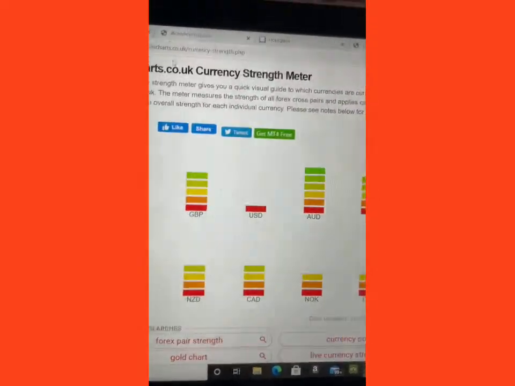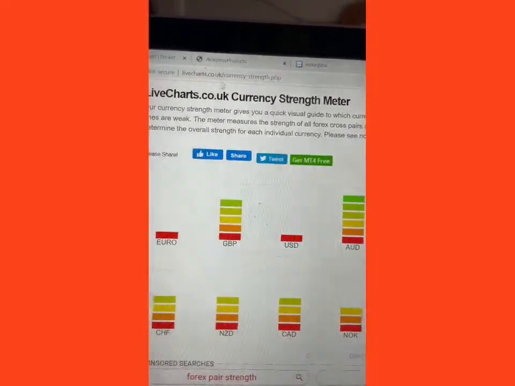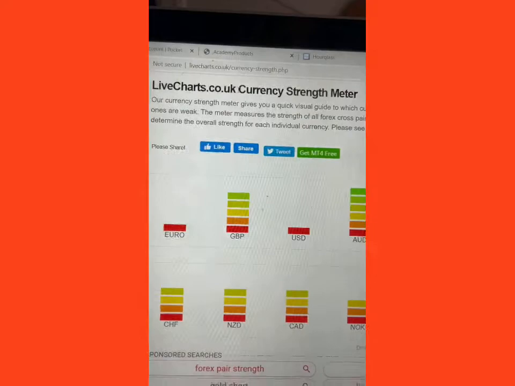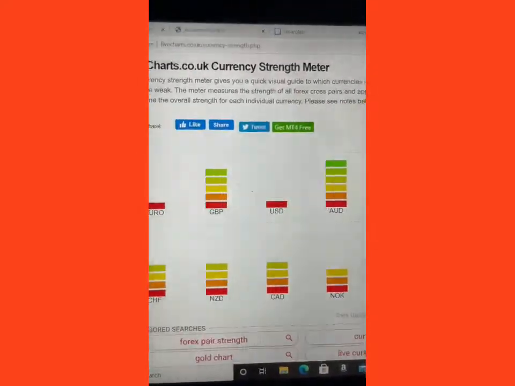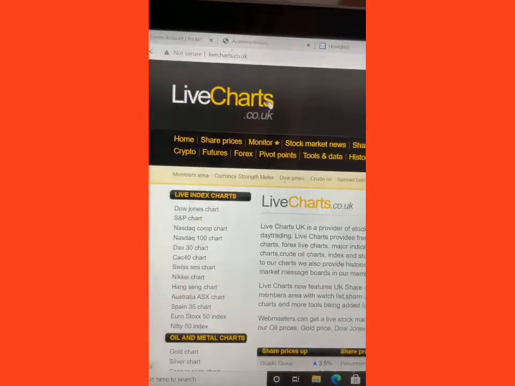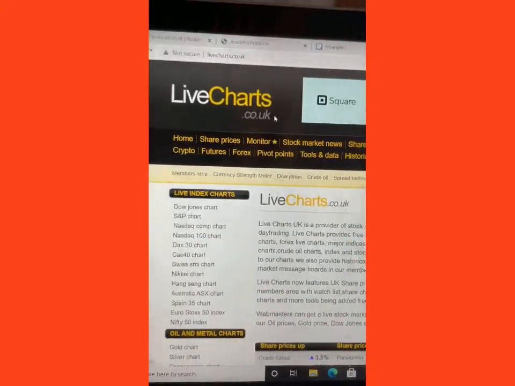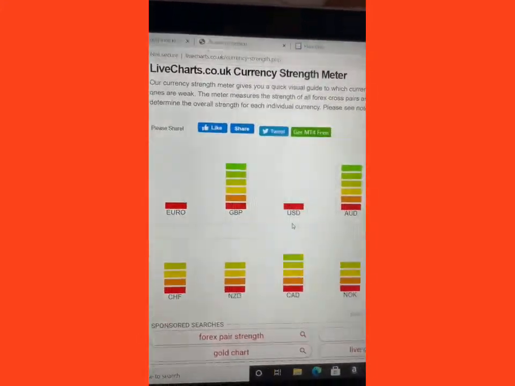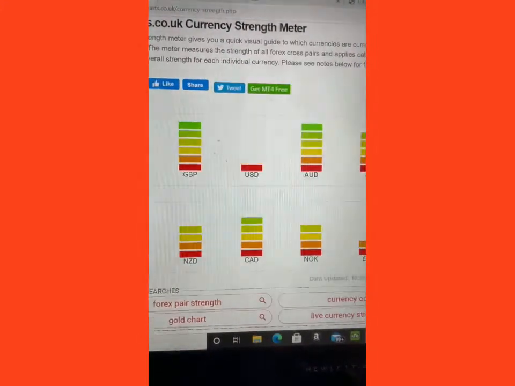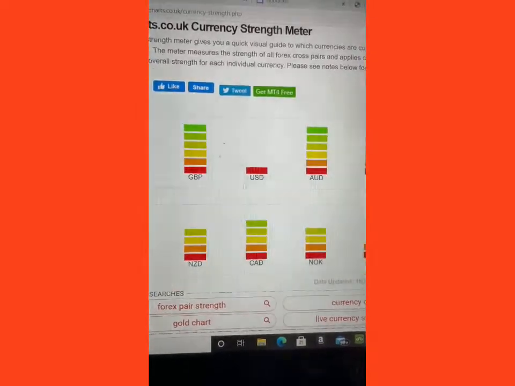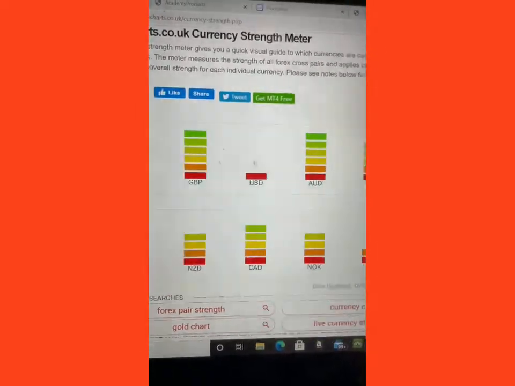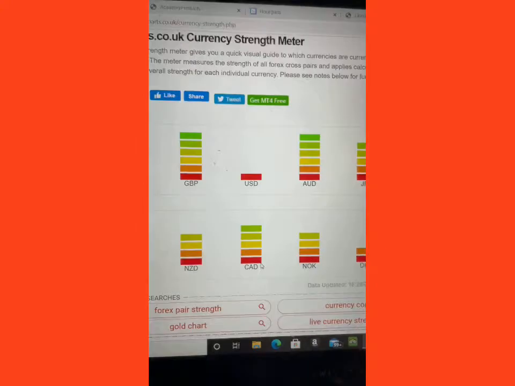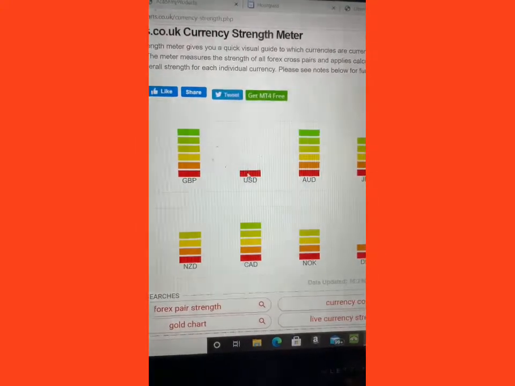The strength meter is on livecharts.co.uk. Google that and then it'll come up. And this is how you get to it. Let me show you. You go to livecharts.co.uk. You go to strength meter. And then, like I said, we're looking for USD CAD. It's so simple, y'all. It's selling right now. This currency is selling right now. You know why? Because the CAD, the Canadian dollar, is stronger than the US dollar, right?